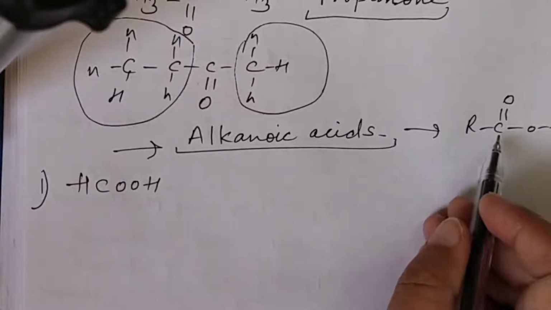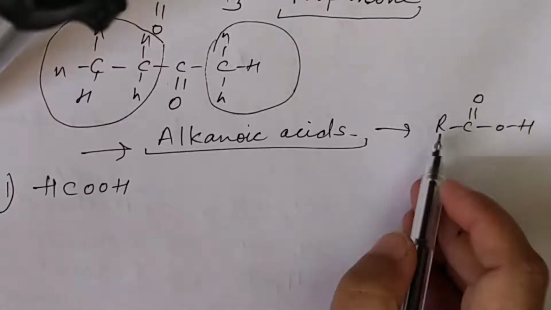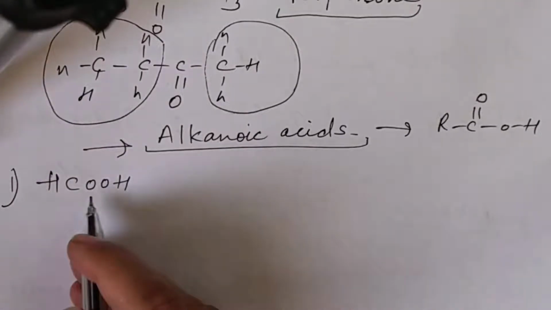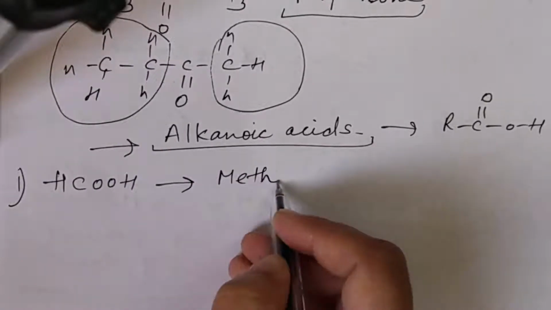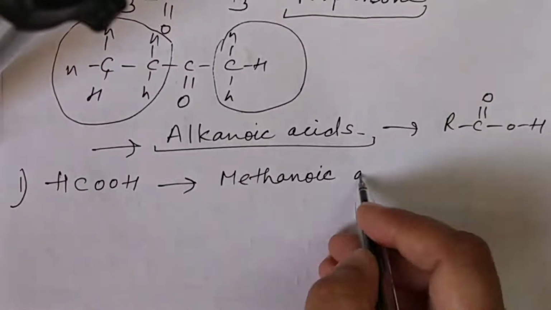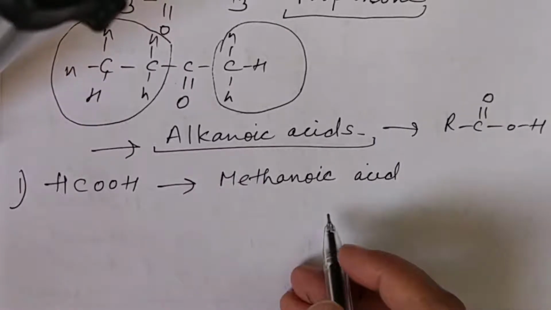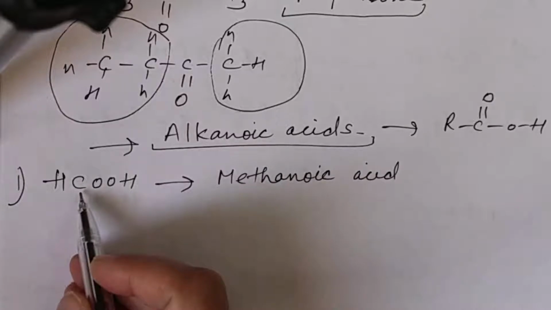Listen, here we are taking the first example of alkanoic acids. What will be the first example? It will be methanoic acid. Okay. Alkanoic acid, because the carbon chain is of one carbon atom.